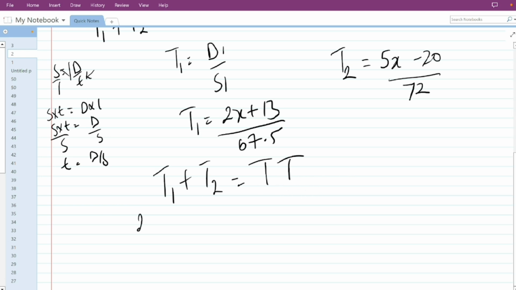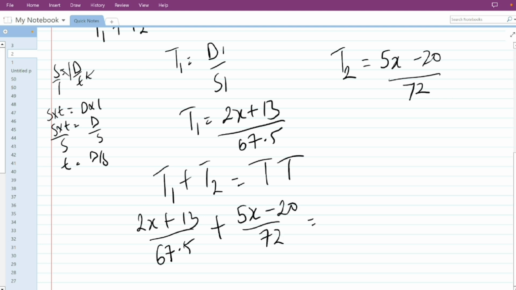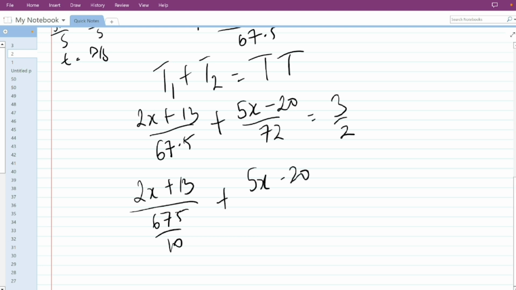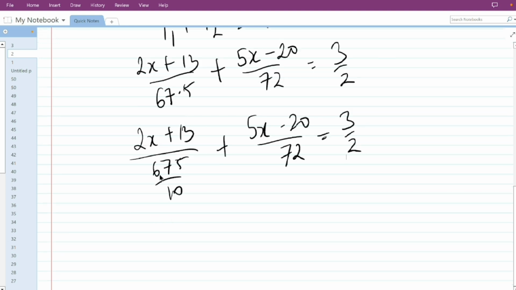So we have 2x plus 13 over 67.5 plus 5x minus 20 over 72 equals 3 over 2. That's total time. This 67.5, you can make it 675 over 10. So we have 2x plus 13 over 675 over 10 plus 5x minus 20 over 72 equals 3 over 2. Since this 675 over 10 was gotten from 67.5, we can take it as 1.